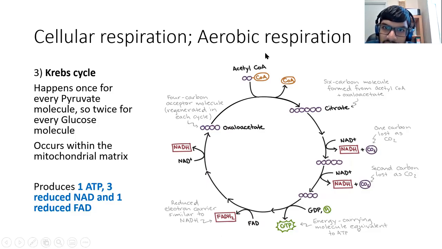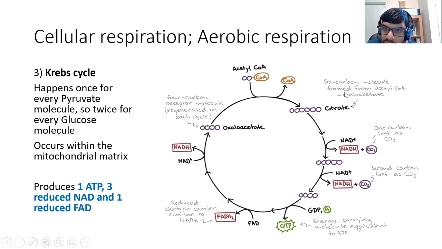So first we have acetyl-CoA, and the CoA is removed, so the acetyl group is left. The acetyl group is 2 carbons. Remember the number of carbons, they're important. This is combined with oxaloacetate, which is a 4 carbon compound, and that collectively forms a 6 carbon compound called citrate.